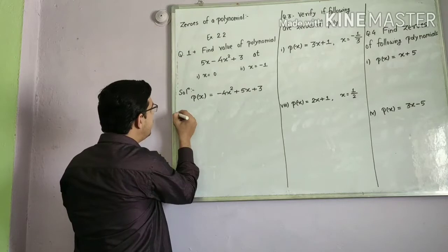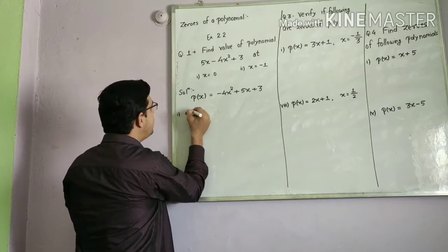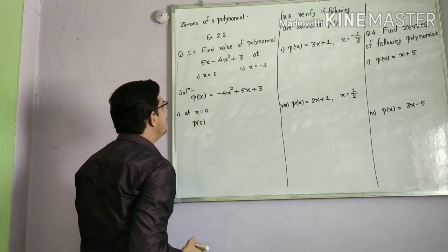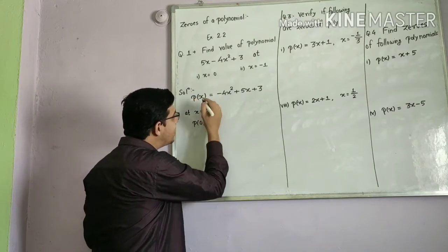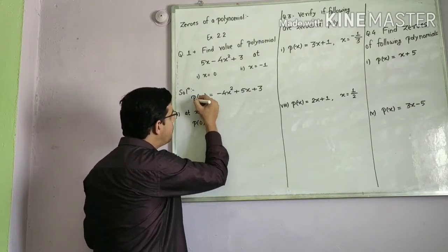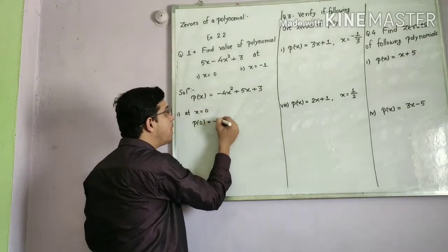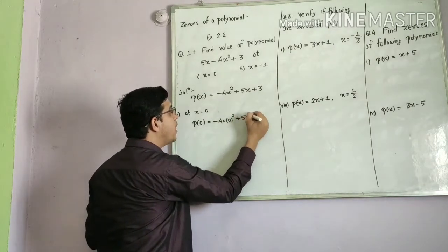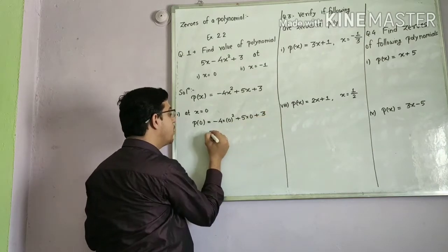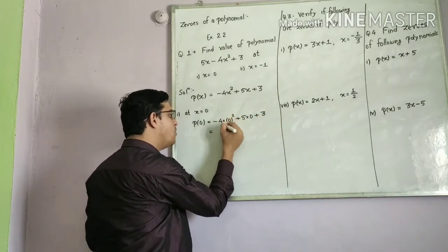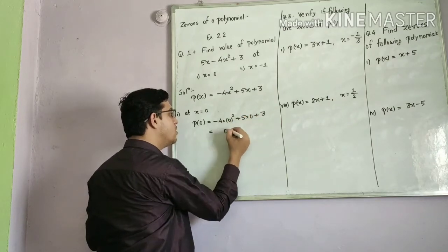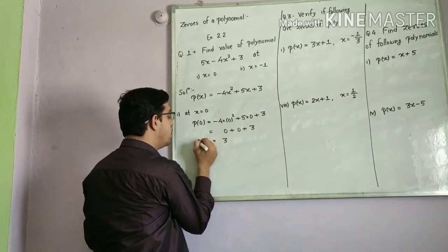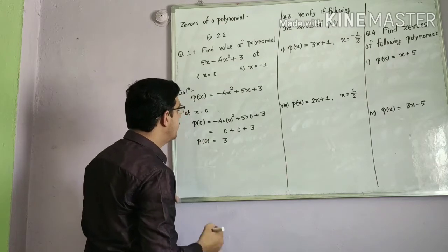Now what do we have to find? First, at x equal to 0 means wherever x is there we have to put 0. X equal to 0 means in place of x, 0. So here p of 0 is equal to minus 4 into 0 square plus 5 into 0 plus 3. So 0 square means 0. This whole will be 0. This also 0. So this is 0 plus 0 plus 3. So that is 3. So the value of p of 0 will be 3.